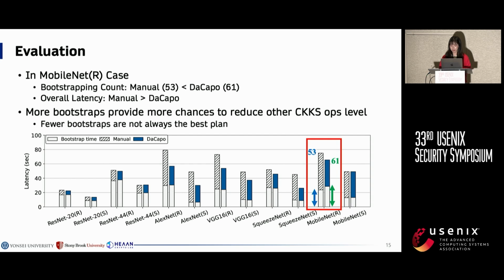An interesting point here is the MobileNet ReLU case. In this graph, the white bars represent bootstrapping latency. Manual inserts bootstrapping 53 times, while DaCapo does it 61 times. But the overall latency of DaCapo is faster than manual. Frequent bootstrapping makes operations between bootstraps run at lower levels, so fewer bootstrappings are not always best. Therefore, latency-aware bootstrapping placement is crucial for optimizing the overall latency.